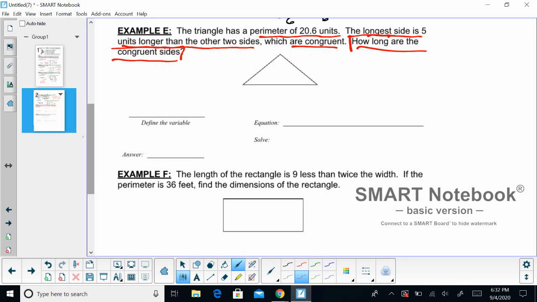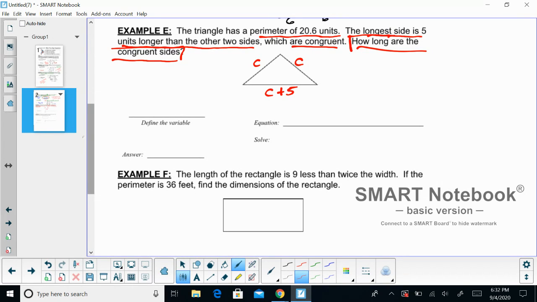So let's see if we can label our picture. If I have two congruent sides, we're going to use any variable you want. I'm going to use C for congruent. So two congruent sides that are equal to each other. Now I need to find a way to write my third side. My third side, it says, is 5 units longer than the other two sides. So to write that, I would have my side plus 5.